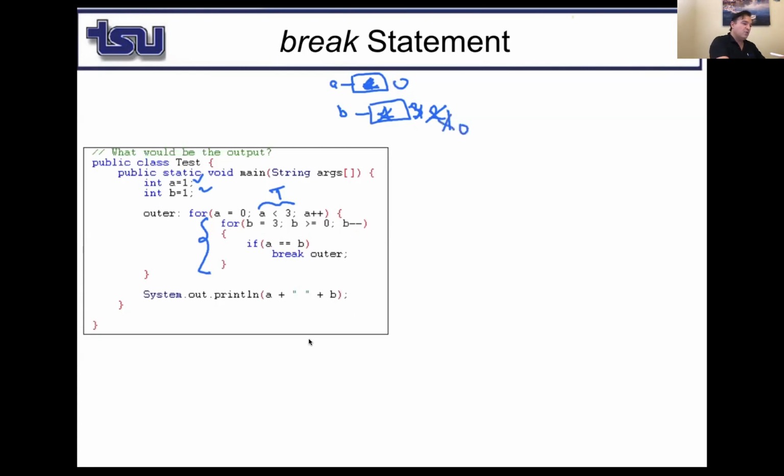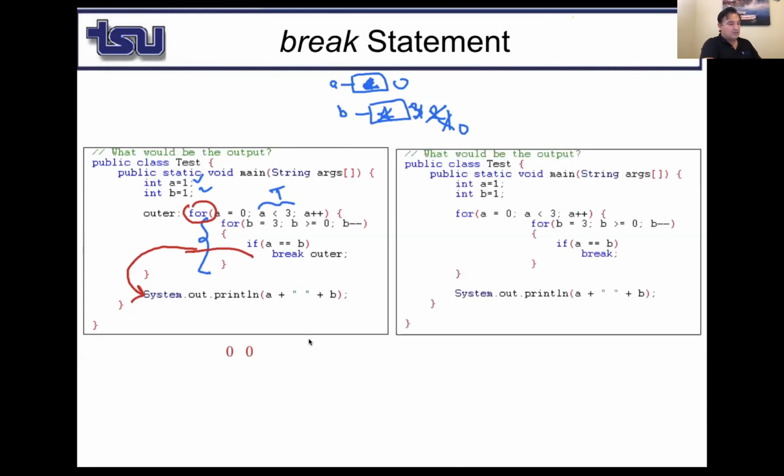This is 0. Now, is 0 bigger than or equal to 0? Yes. I get inside. A is 0, B is 0. Is 0 equivalent to 0? Yes. It says break outer. That means I'm going to get out of this loop right here, all the way here, and it will print A is 0, B is 0.